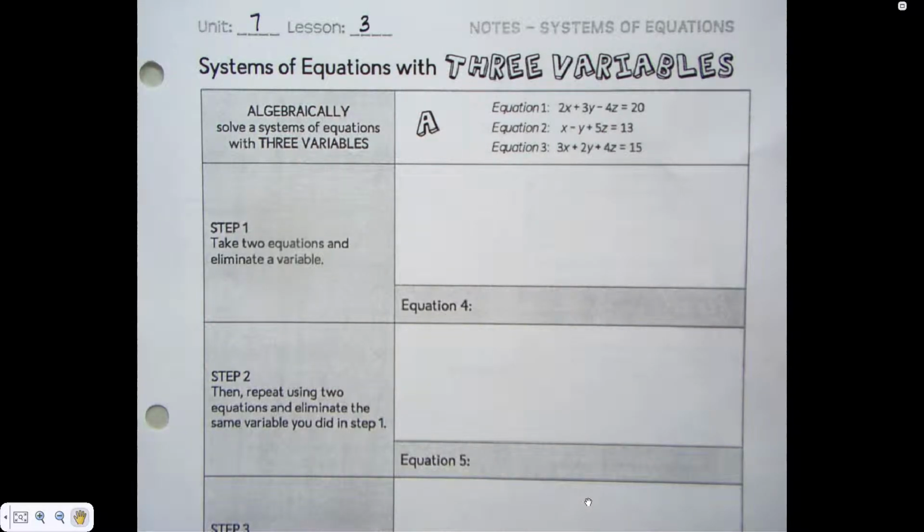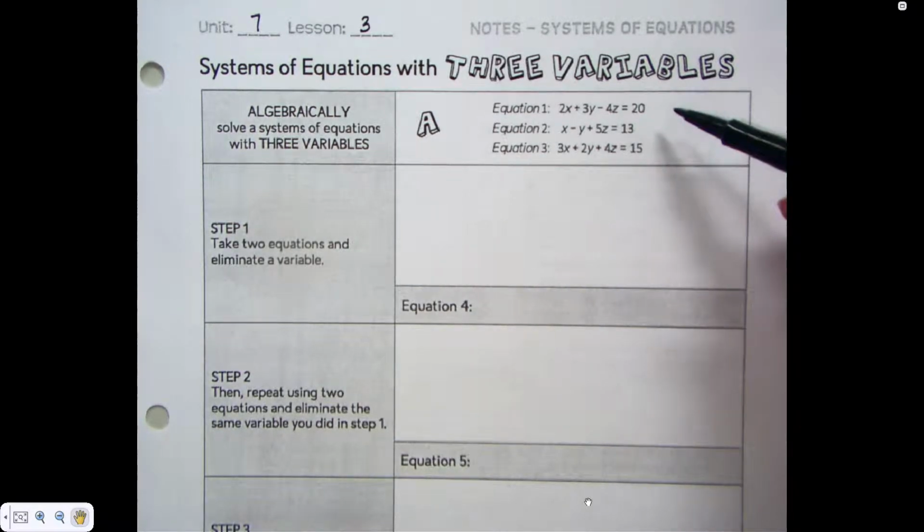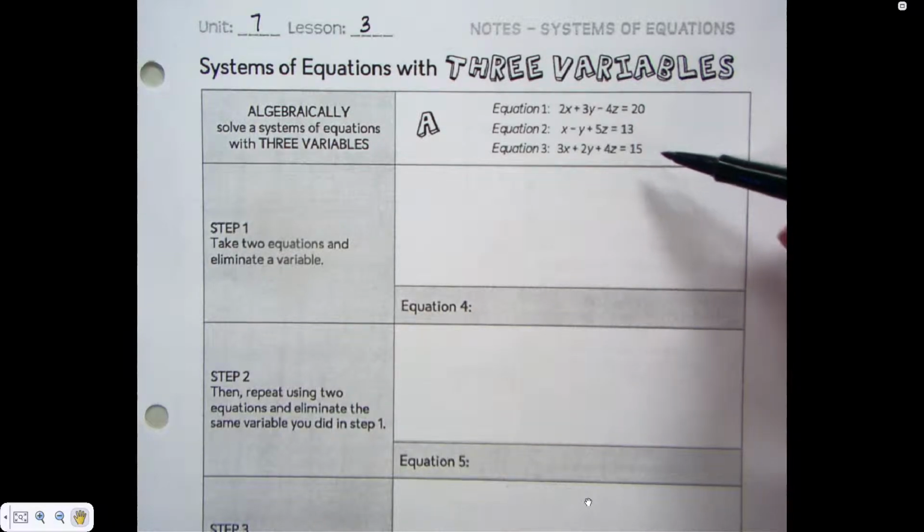You can do them with substitution, elimination. The most success that I've found with working with three variable systems is to organize it with elimination. So your goal is to take three variables with three equations and to sort of condense it down.